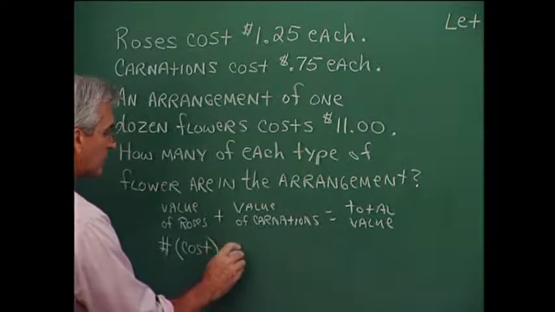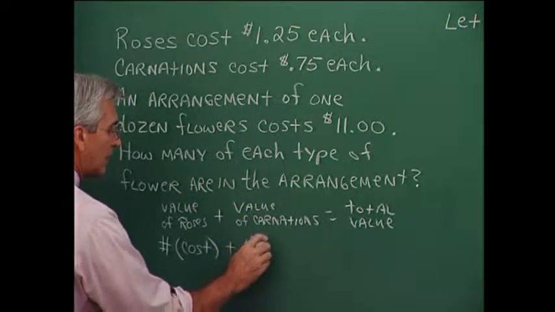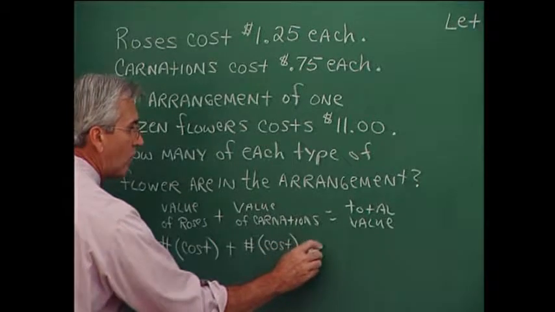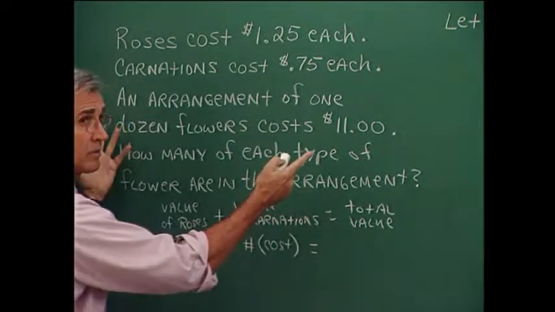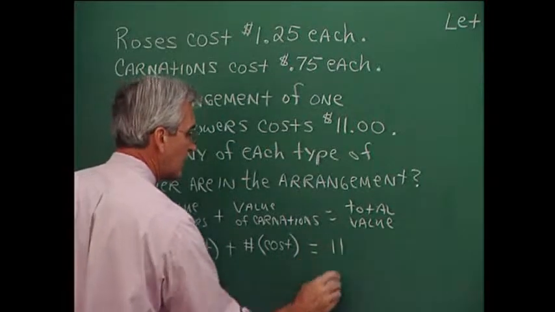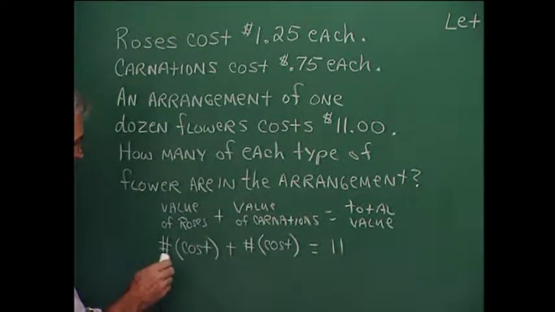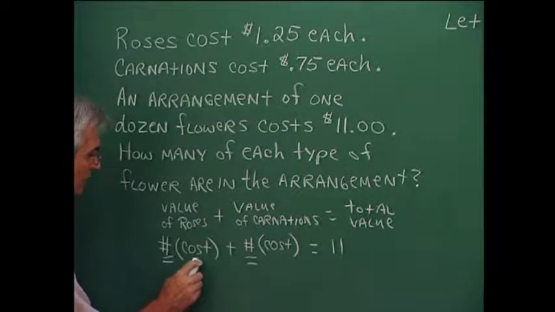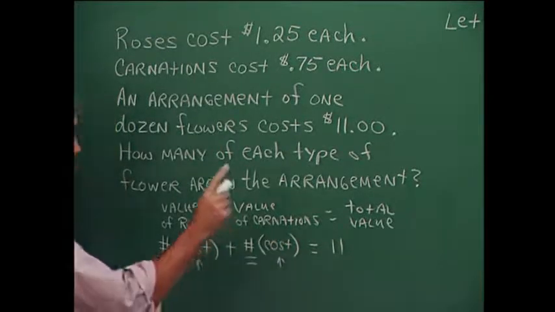And then for the carnations, it's the same idea. It's the number of carnations times the cost of one carnation. And then over here, the total value is given in the problem as $11. So this is $11. Now all we have to do is set some label on the number of roses and the number of carnations. We have this cost given in the problem. All right, let's come up here and talk about that.